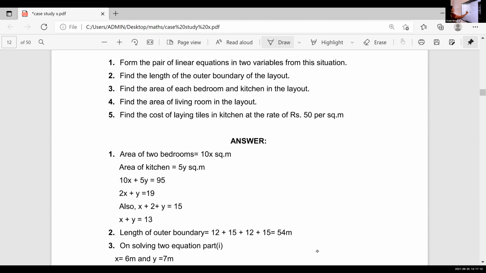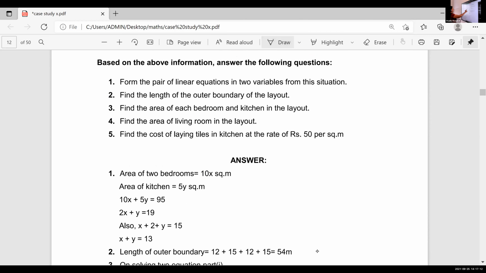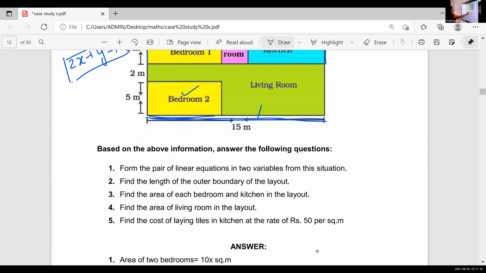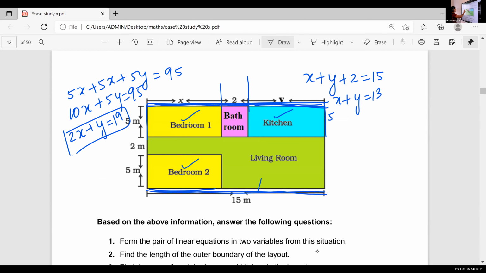Now look at the second part. Find the length of the outer boundary of the layout. That means we want to find the perimeter. Can you guess the perimeter? What is the perimeter? Okay, outer boundary of the layout means what is this total length? This total perimeter you have to find out. What will be the perimeter here?